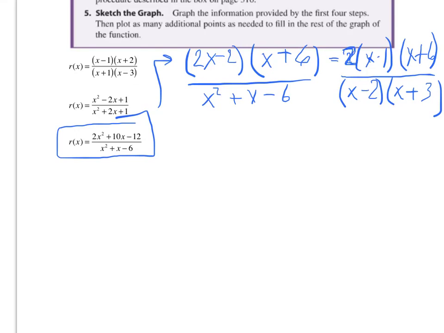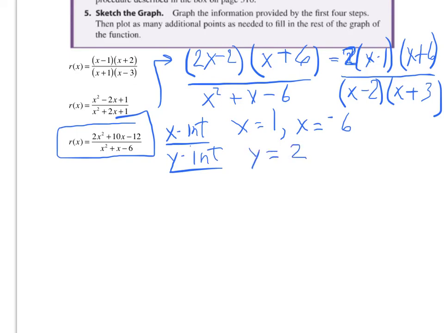So first let's do x-intercepts. X-intercepts are the zeros of the numerator. In factored form, we can see quite easily that x equals 1 and x equals negative 6 are the zeros of the numerator. 12 minus 2 is 10. I'm just checking my factoring, and I'm a little nervous about it, but I think it's right. Okay, so we have two x-intercepts. What's the y-intercept? When x equals 0, we get negative 12 over negative 6, which is y equals 2. So we have our intercepts.